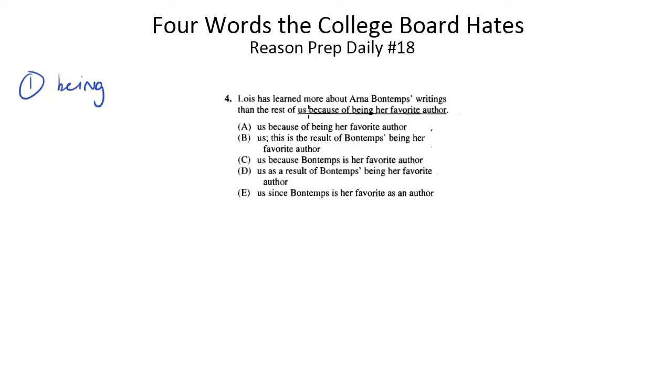So if you see it in a choice, at the very least, you should put a squiggly next to it just to indicate that it's going to be a weak choice. Hopefully you can find something better. And indeed, in A, we can get rid of that because it contains the word "being."